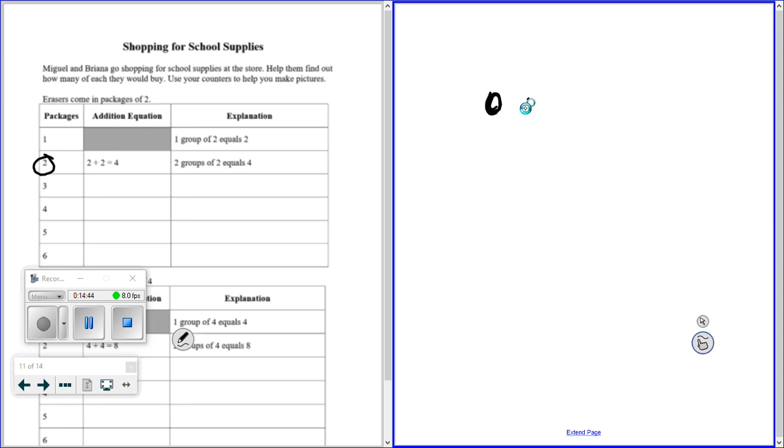William? 2 groups of 4. Not 2 groups of 4. How many is in each group? 2 groups of 2, and that equals 4. We good with that? Yes.